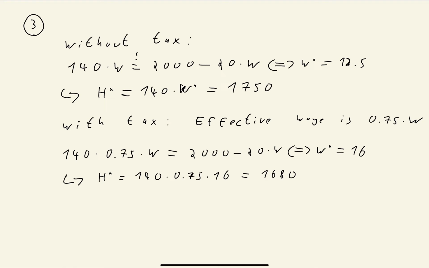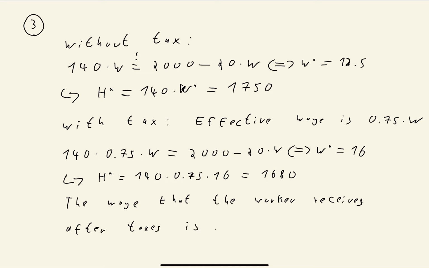And the wage that the worker receives after taxes is now $12. So it's $16 times 0.75, so 0.75 times W star, which is equal to 12.